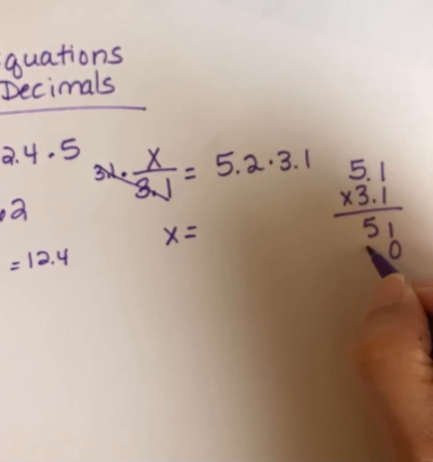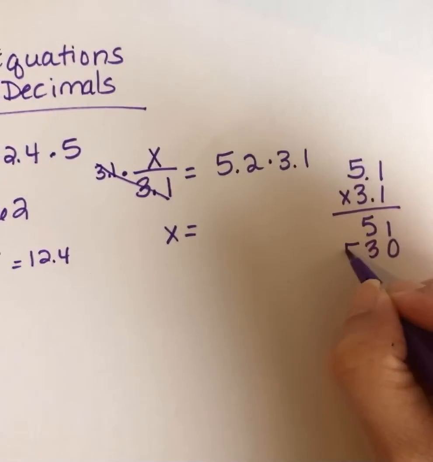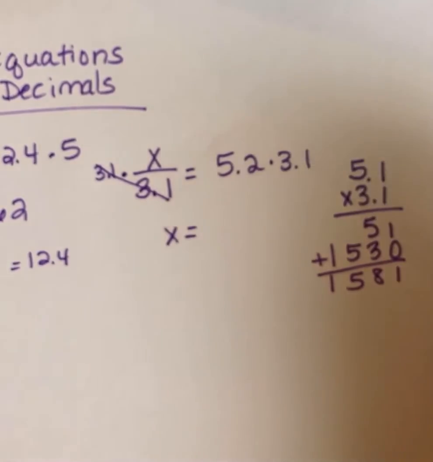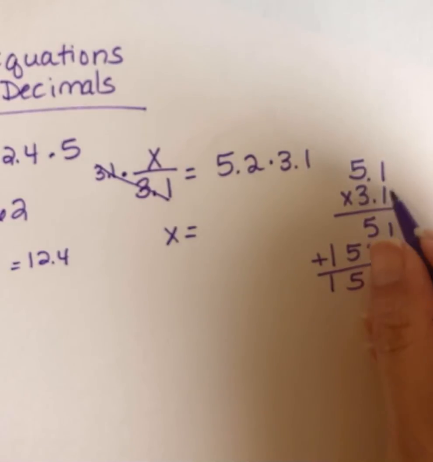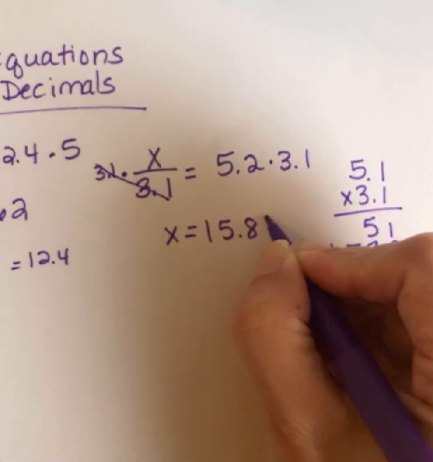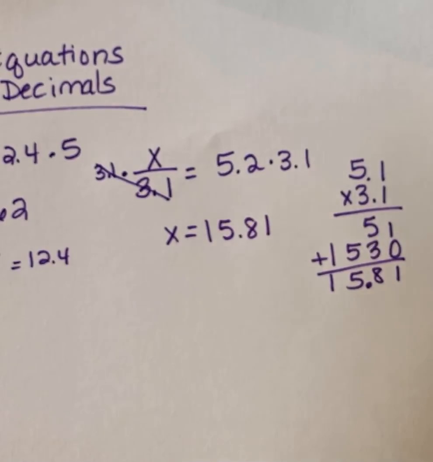So 3 times 1 is 3. 5 times 3 is 15, and we add it. So that would be, and we put our decimal. There are 2 total decimal places, so our decimal goes here. So 15.81. And that's all there is to these.